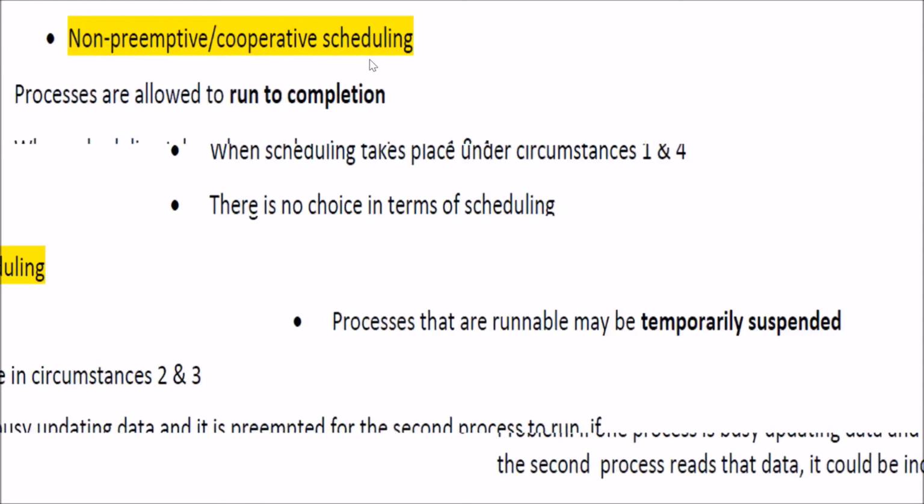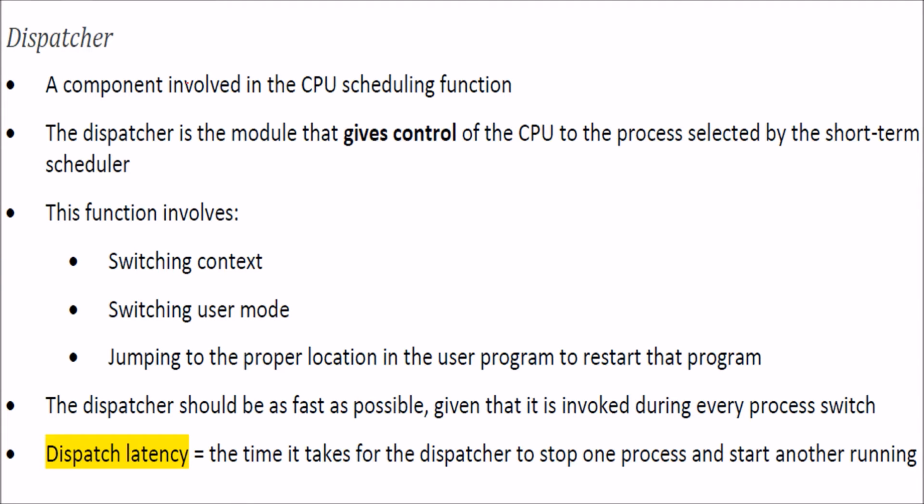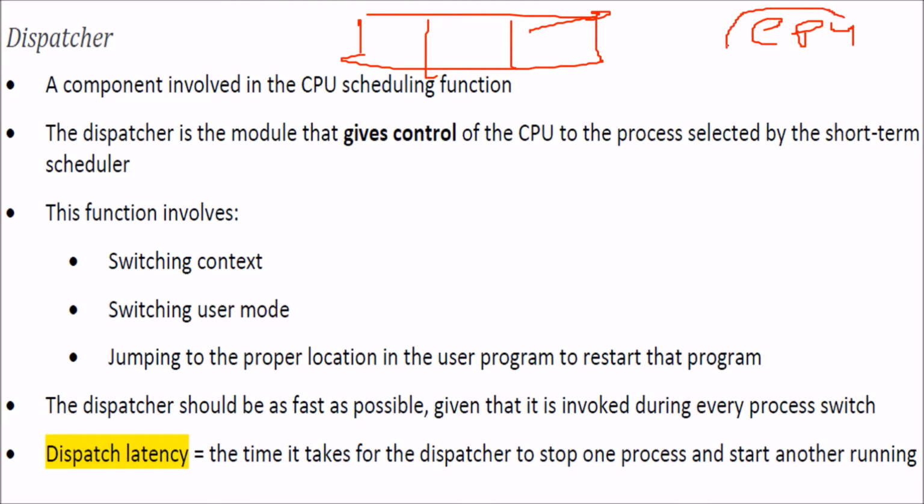We have a dispatcher. The dispatcher is very important, because once the ready queue is there, which process has to be selected is decided by the short-term scheduler. Now, who is the module which takes this process to the CPU? It is nothing but the dispatcher. The dispatcher is the module that gives control of the CPU to the process selected by the short-term scheduler.